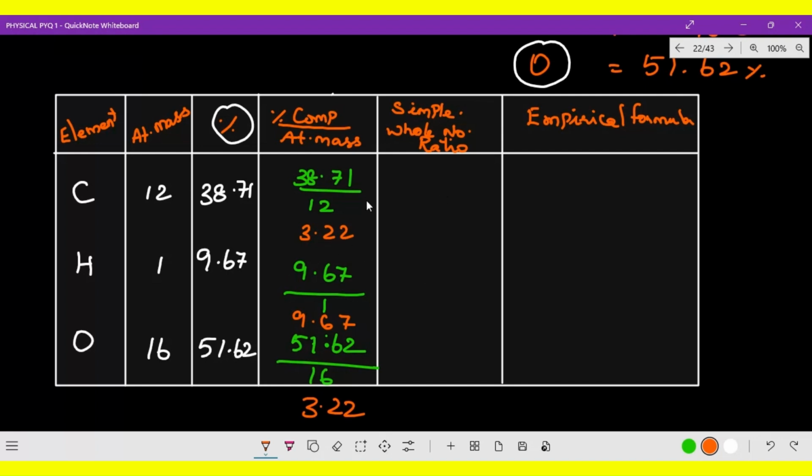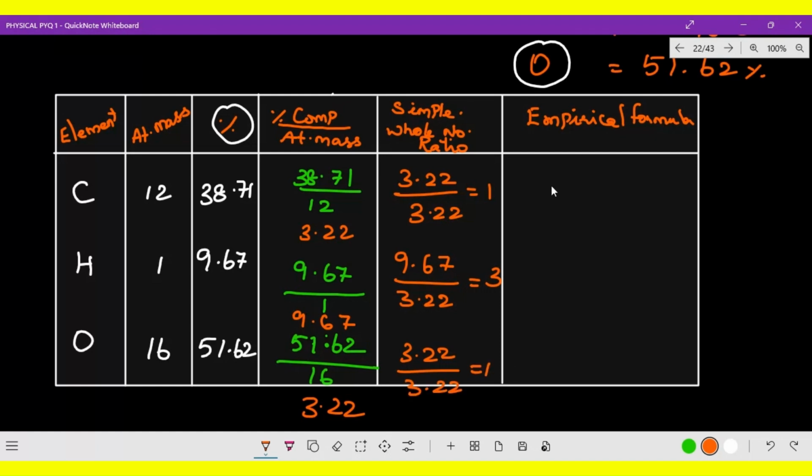So here 3.22 divided by 3.22, you'll be getting 1. And here 9.67 divided by 3.22. So here how much will you get? 3 ones are 3, 3 threes are 9, so you will be getting 3, approximately. Now 3.22 divided by 3.22 gives 1. So carbon here is 1, hydrogen here is 3, and oxygen here is 1.